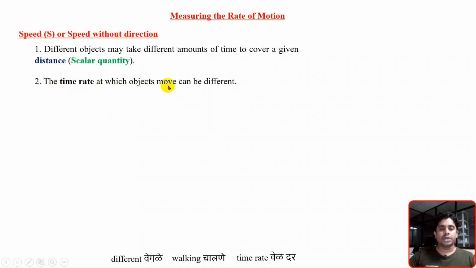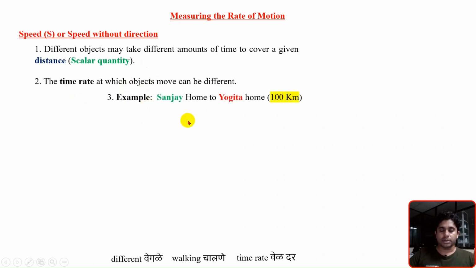The time rate at which objects move can be different. What I have said, in a simplified manner we have said in the second statement: the object can move with a different time rate. It may take different time to travel the same distance, right? Let us take an example. Suppose I want to travel from Sanjay's home to Yogita's home, and the distance between these two homes is 100 kilometers, right? So what are the possible options with which I can go from Sanjay's home to Yogita's home?